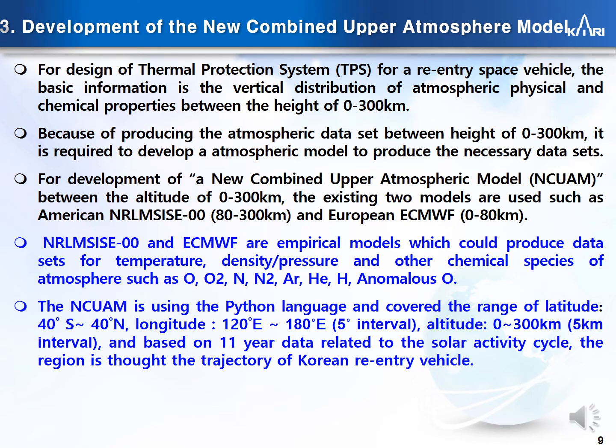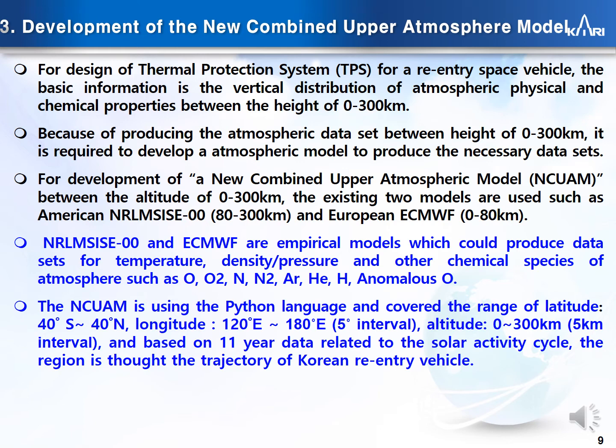For development of a new combined upper atmospheric model between the altitude of 0 to 300 kilometers, the existing two models are used, such as American NRL MSIS and European ECMWF. NRL MSIS and ECMWF are empirical models which could produce data set for temperature, density, pressure, and other chemical species of atmosphere, such as oxygen atoms, oxygen molecules, nitrogen molecule, and so on.